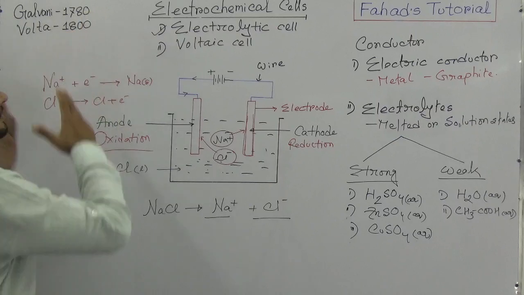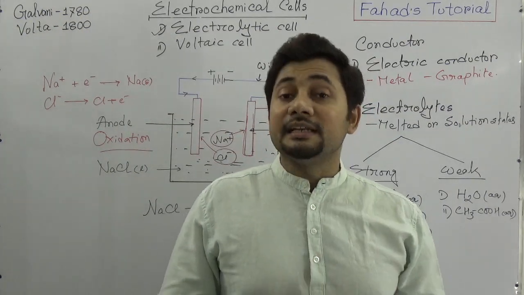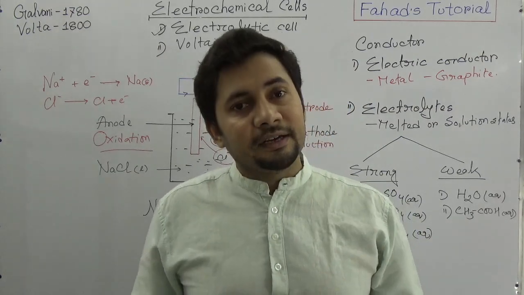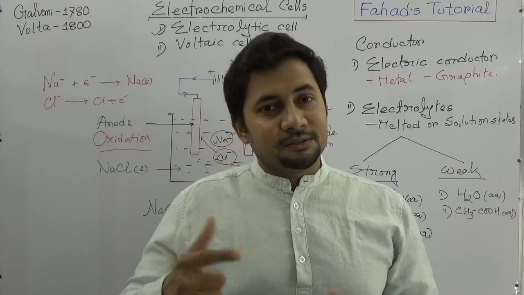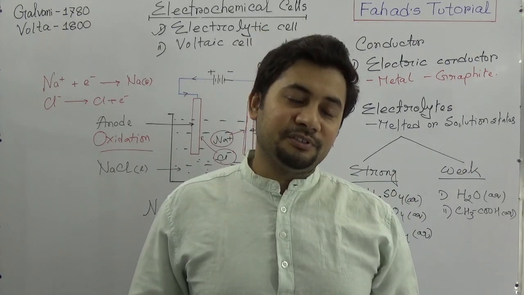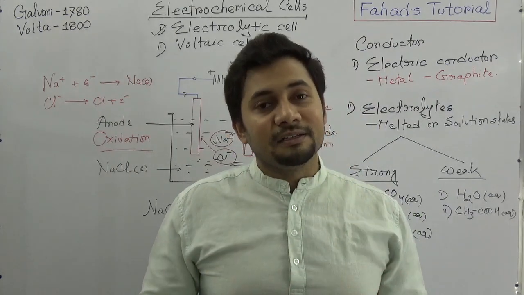You must remember these two names: Galvani in 1780 and Volta in 1800. They carried out two different and separate experiments, and then we came to know that through the redox process, electricity can be produced. And from their inventions, we got the battery.